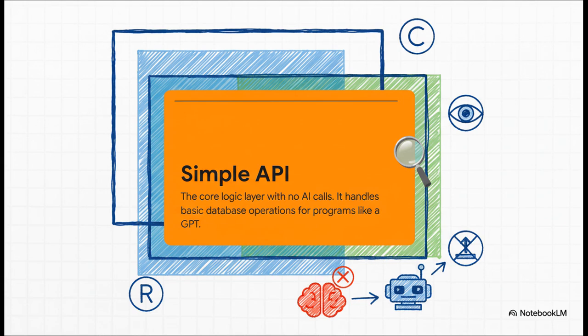The solution is a layered approach. We start with what we'll call a simple API. Think of this as the pure foundational layer. It only does the basic database stuff: create, read, update, delete. It has absolutely zero AI logic in it. This is the perfect, clean layer that a custom GPT can talk to directly and safely.